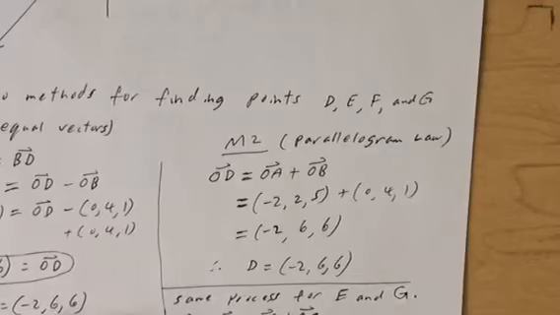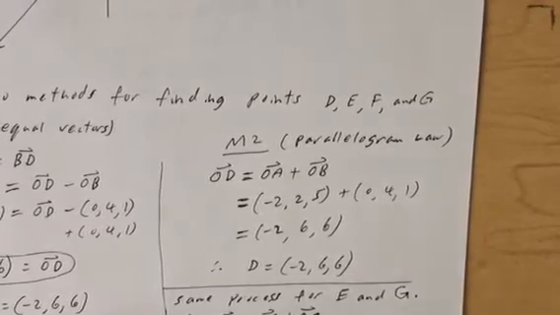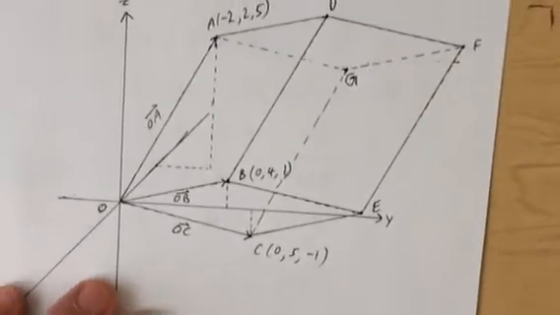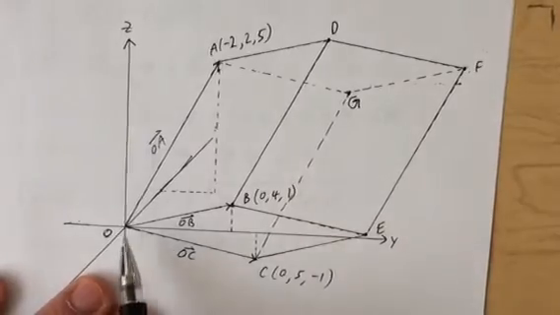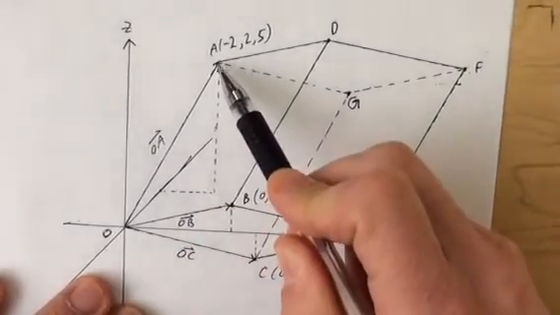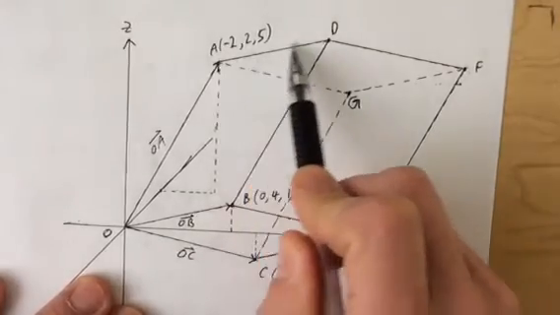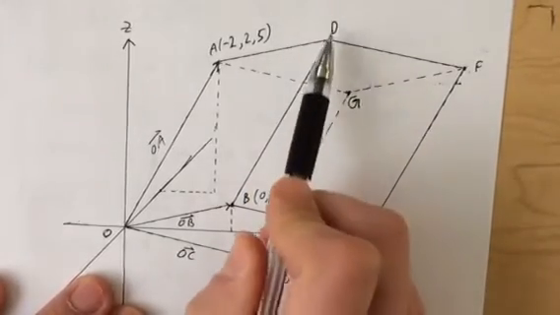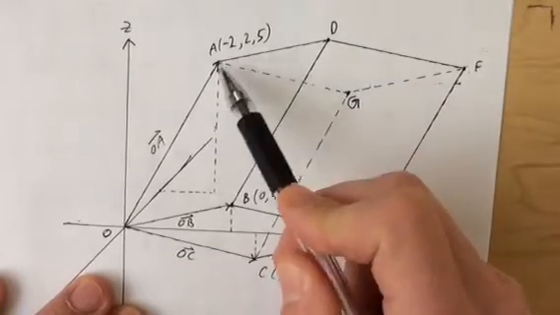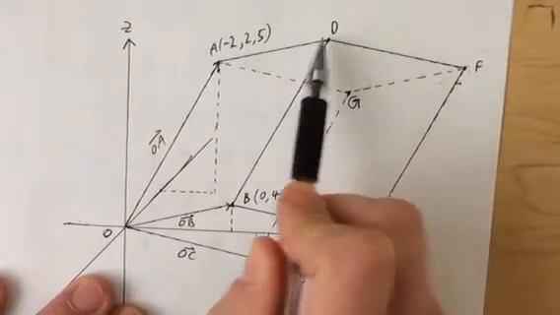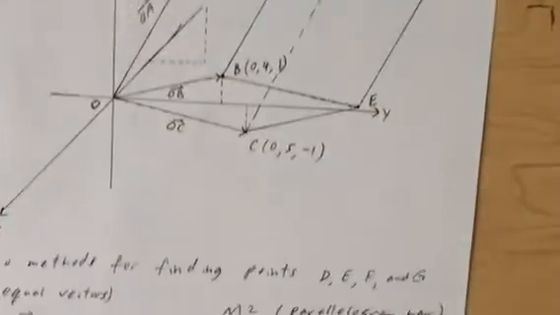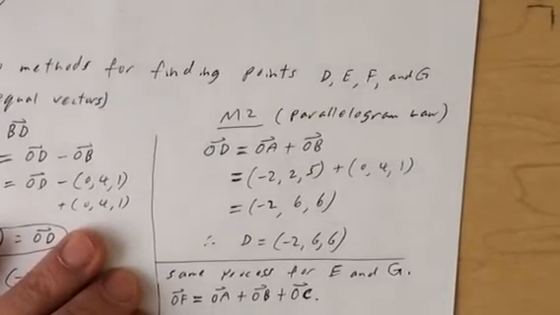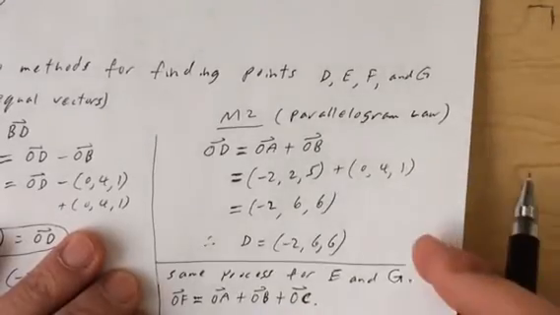And a quick method for getting vector OF, well, let's take a look at the diagram here again. From the origin to point F is going to be OA plus OB along here, and then plus OC along here. OA plus OB plus OC gets me OF. Okay? So that's the last one. OF equals OA plus OB plus OC. And you can work those out.